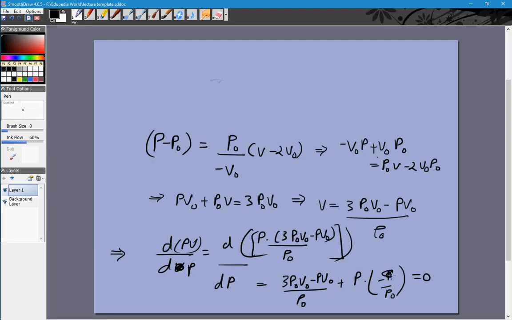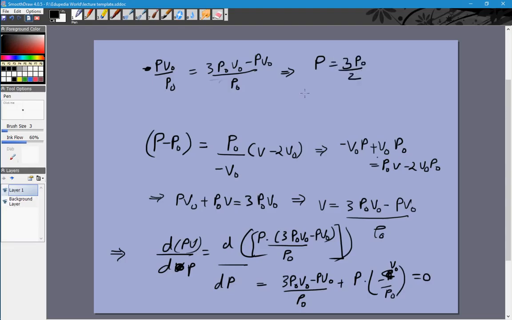So this is minus V naught by P naught. We are differentiating P. So what we get is minus P V naught by P naught is equal to 3 P naught V naught minus P V naught by P naught, which gives us 2 P V naught is equal to 3 P naught V naught, or P is equal to 3 P naught by 2.